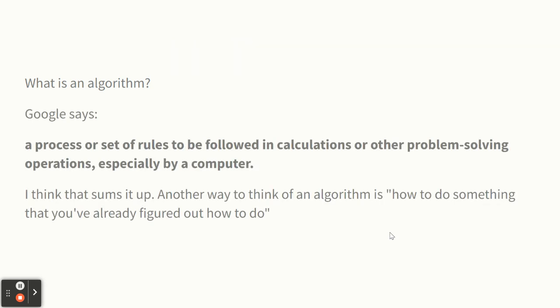Right here, I Googled it, and Google says it's a process or a set of rules to be followed in calculations or other problem-solving operations, especially by a computer. Another way to think of an algorithm is how to do something that you've already figured out how to do. You know, how do you do this thing?